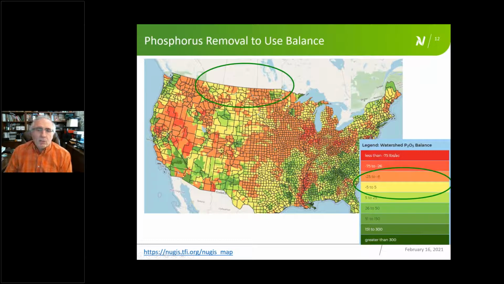But just keep this picture in mind. We're not too far deficient, as we would be if we were in the red, like some of these other areas that we see here in the US, where we're removing a lot more than we're replacing. Those would be of greater concern.